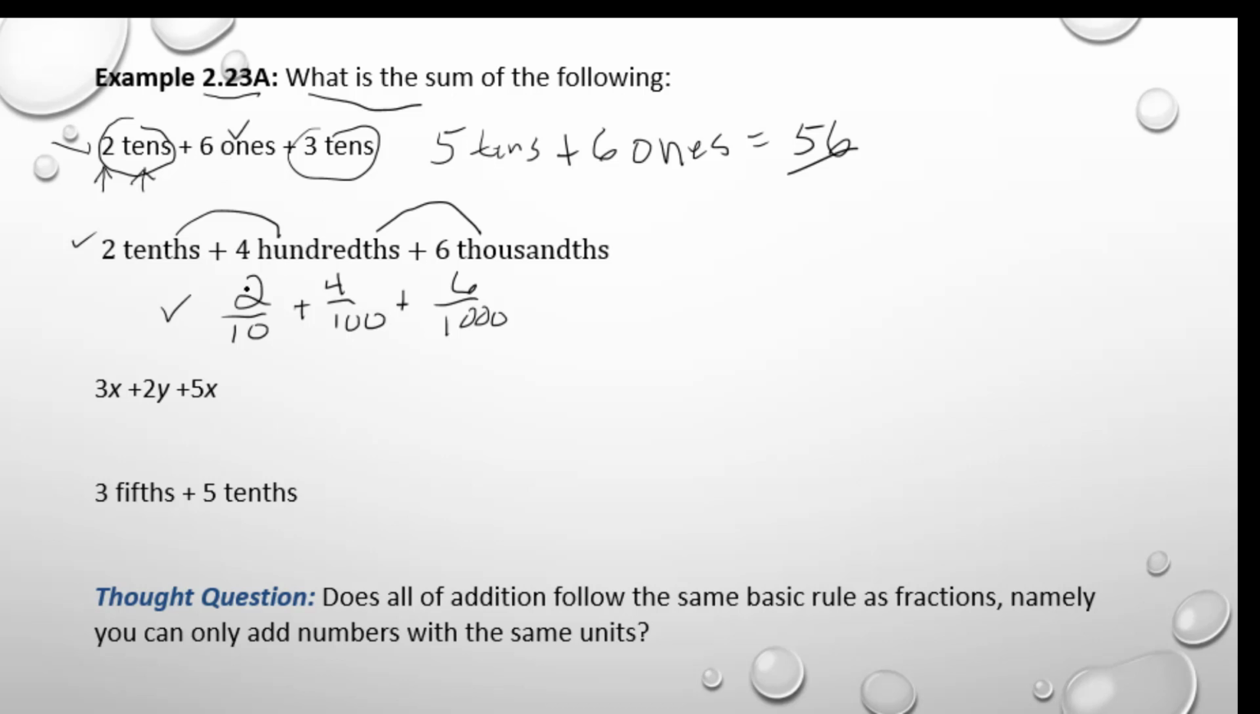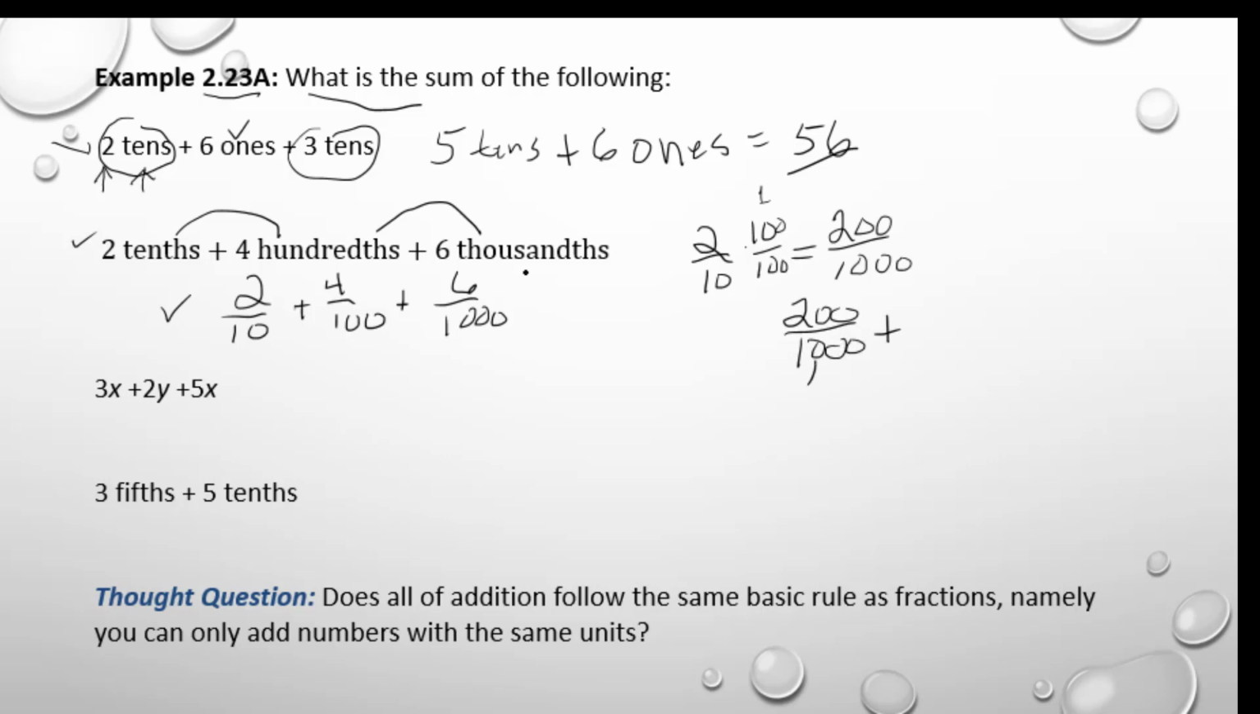What we can do is change 2 tenths and 4 hundredths into thousandths. And so we'll do that over here. Here's 2 tenths. I'm going to change it into thousandths. Now there is a pattern to this if you recognize it. So I'm going to multiply the top by 100 and the bottom by 100, which is essentially 1. And I'm going to get 200 thousandths. So 2 tenths is the same as 200 thousandths.